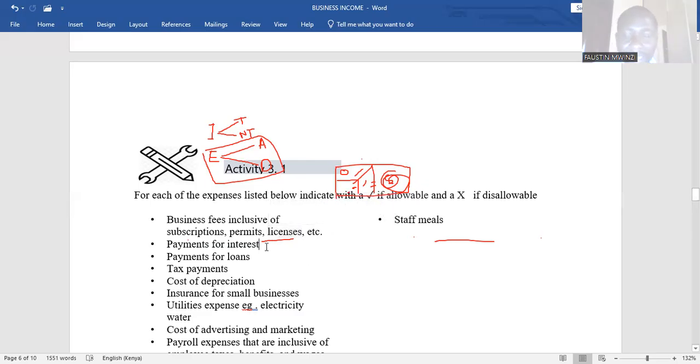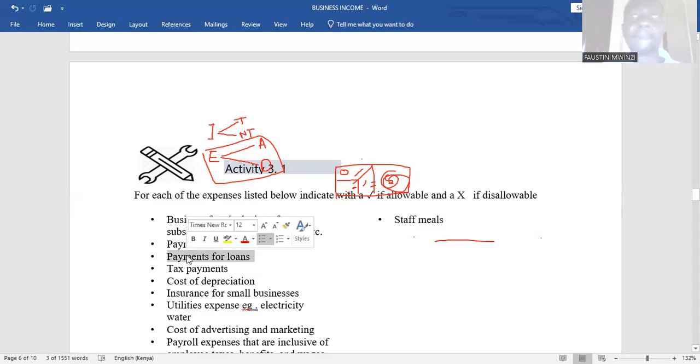Payment of interest on a loan. When you have a loan and you pay its interest, allowable, not allowable? It's allowable. What about the payment of the loan? When you pay the principal component of the loan, let's put it that way.